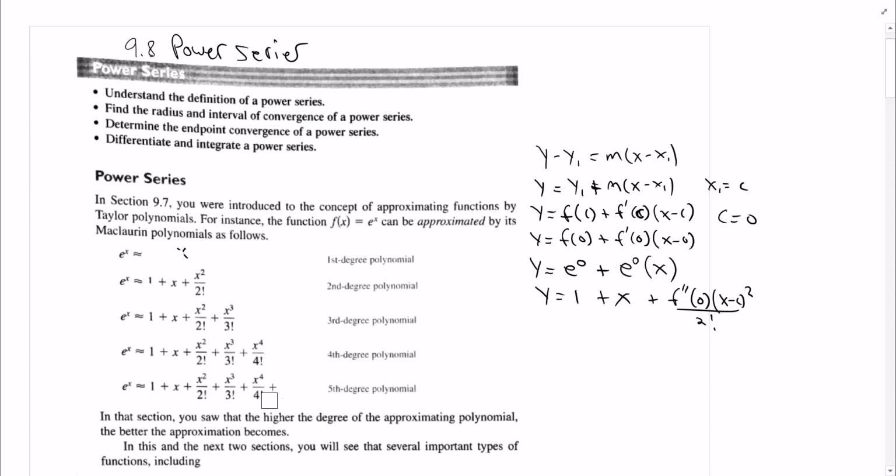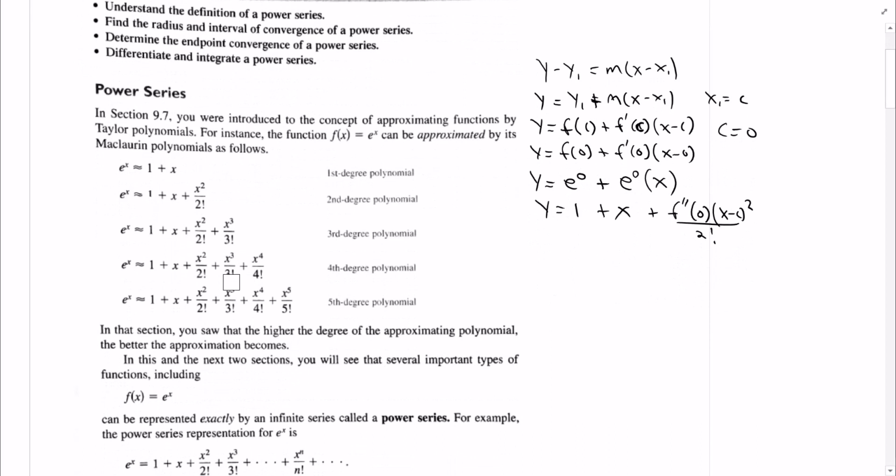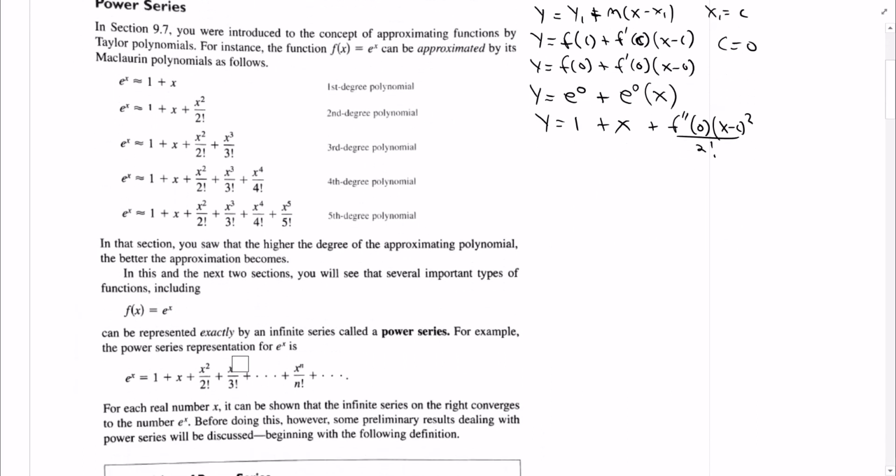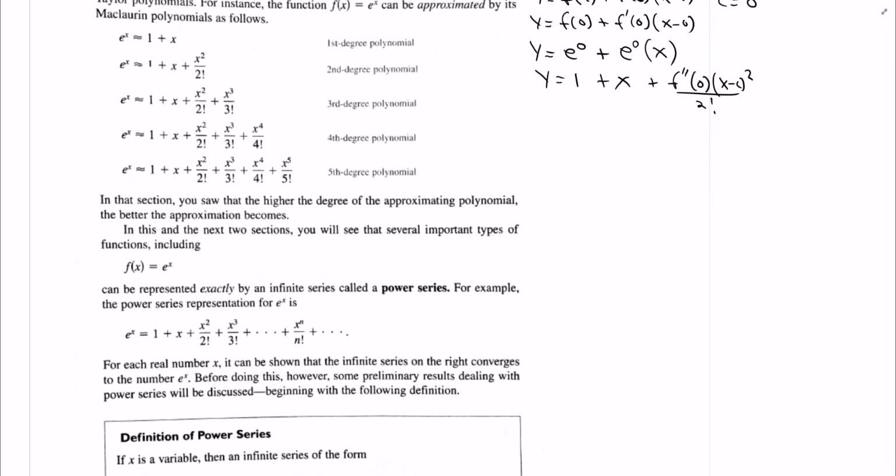Basically what we're doing is we're approximating e to the x, right? And so you can see those are the approximations of e to the x, and the more terms we add, the closer the approximation we get. The higher the degree of the polynomial, the better the approximation.